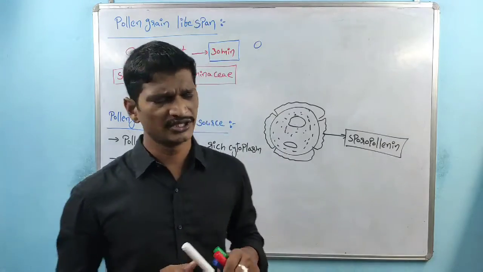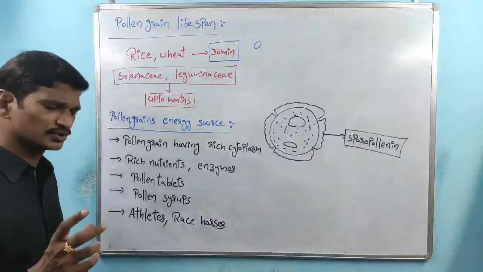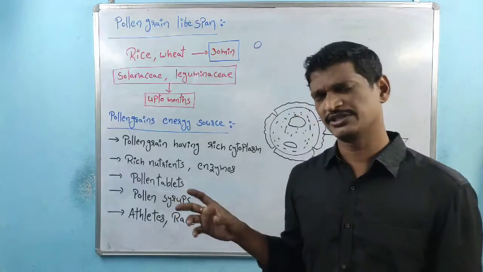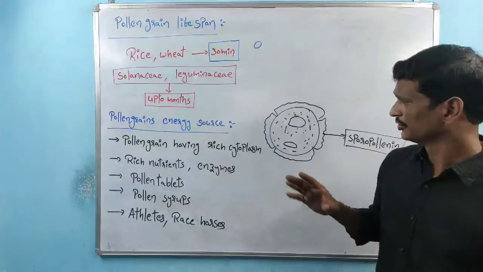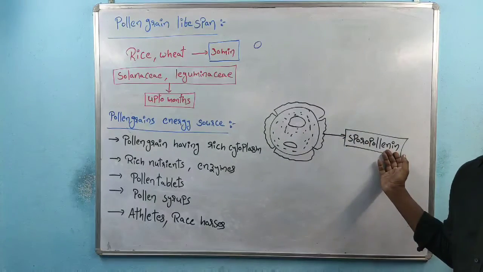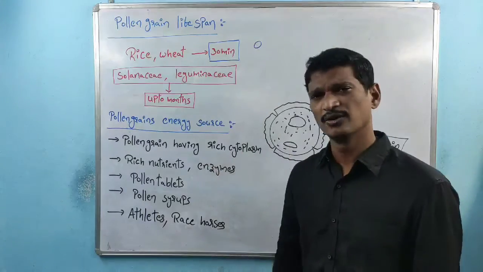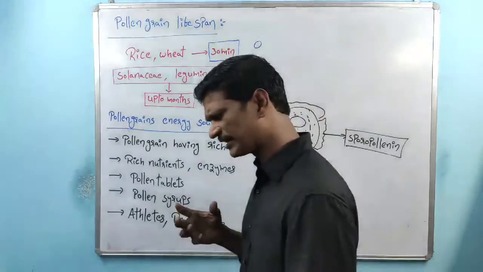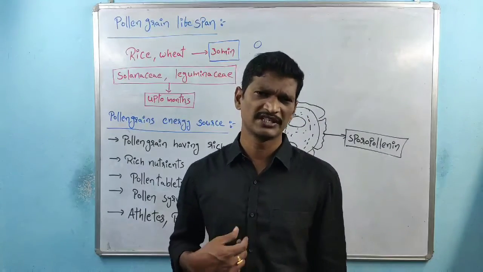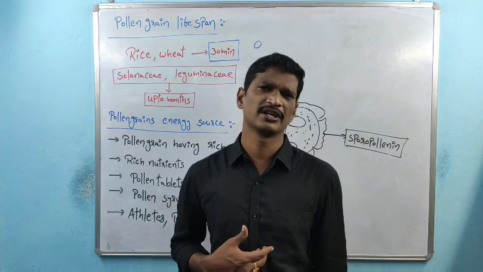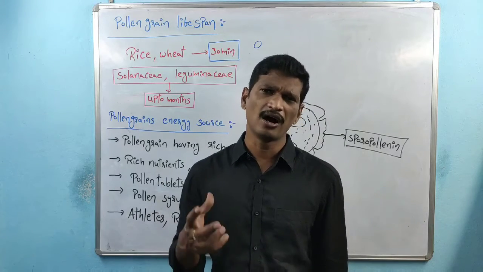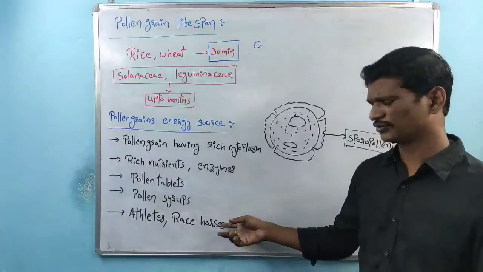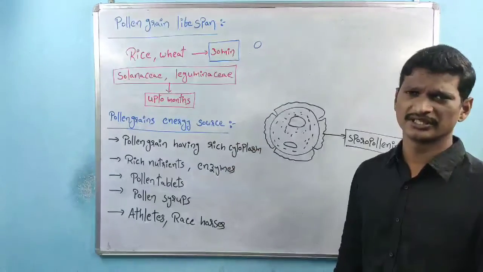So here is my question. Just now I said the pollen grains are used as a diet. They have a rich content of nutrients and a rich percentage of enzymes. Sir, you said sporopollenin is not cleaved, but on the other side you are saying pollen grains are used as an energy source. How is this possible? My direct question is, how are pollen grains digested inside the human digestive tract, or how are they digested by the horse's digestive system? Because especially to the race horse, we provide pollen grains, the pollen diet, right?